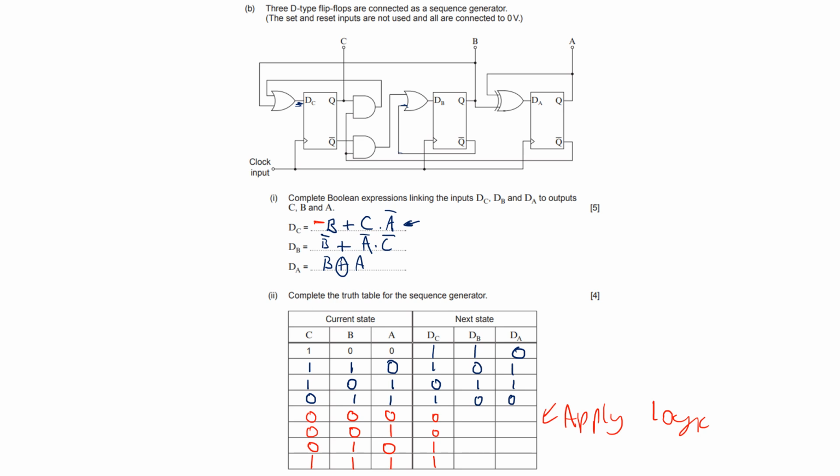DB, I'm looking for not B first, so I might as well stick 1s there. And now I'm going to look at not A and not C. Not A and not C happens there. It doesn't happen there. And then DA, I'm looking at the XOR of B and A.